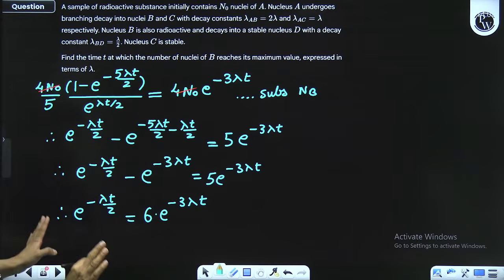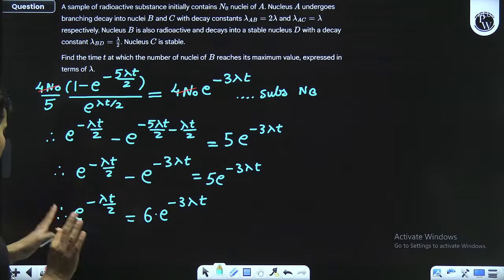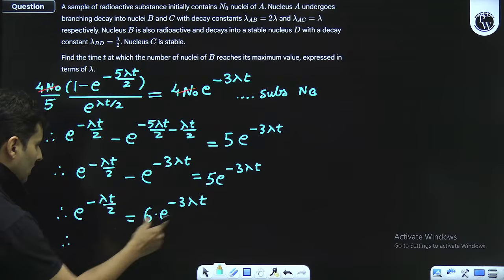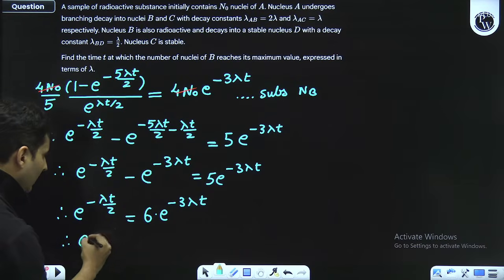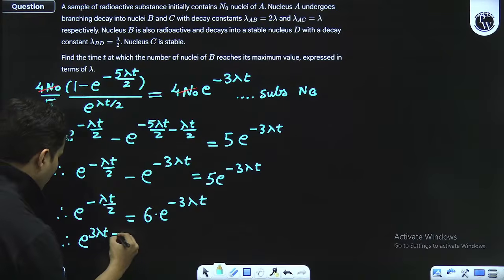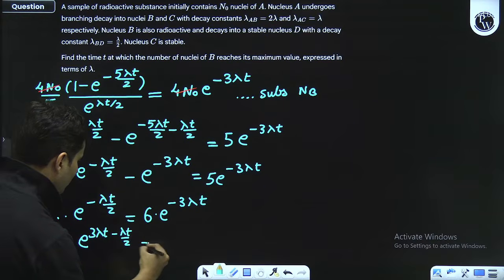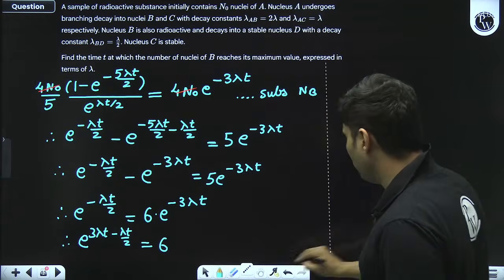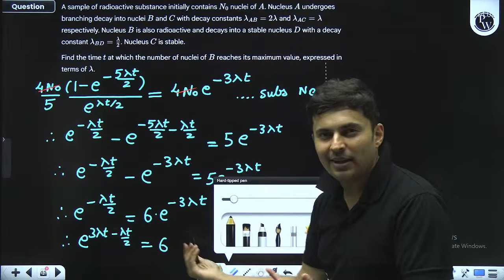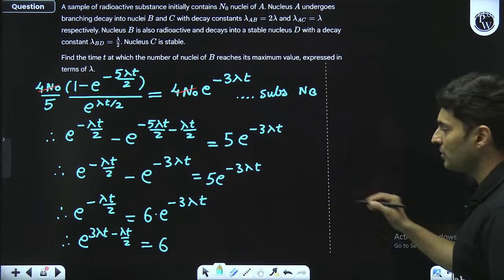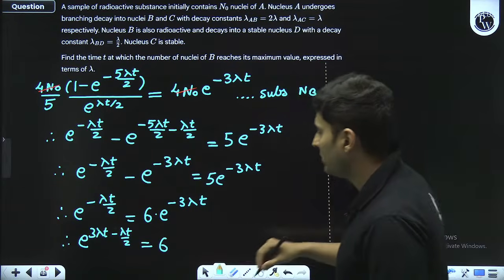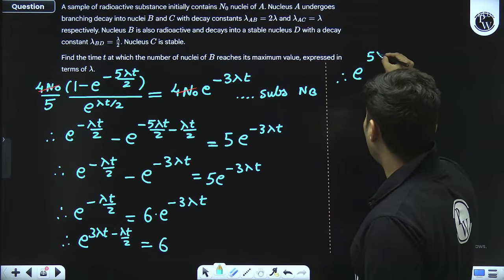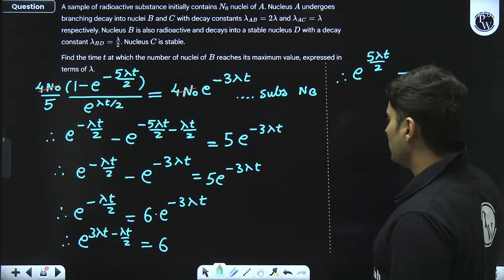Okay. Everybody fine till this point? Just check this out. If you want, take this on the other side also, so it will become e raised to 3 lambda t minus lambda t by 2 is equal to 6. I'm just doing it with the flow. I could have simplified it a little bit better, I guess, but I just don't know. So 3 minus half is 2.5, 2.5 means 5 by 2. So e raised to 5 lambda t by 2 is equal to 6.